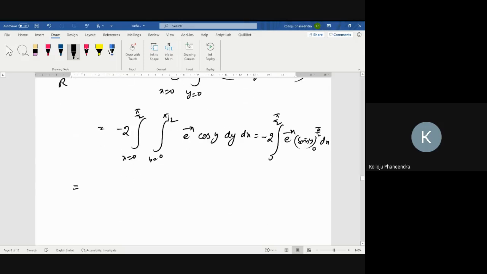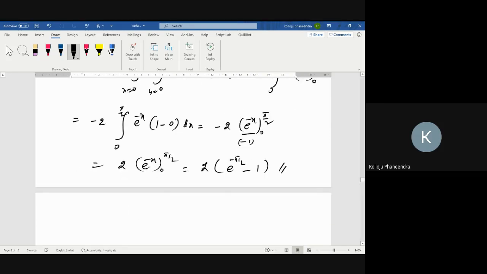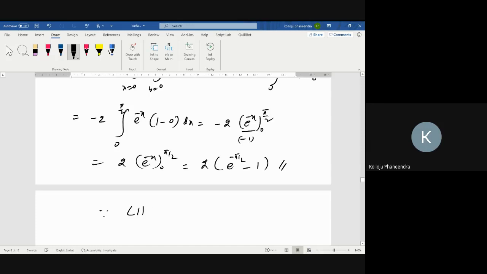Thus it is equal to negative 2, 0 to pi by 2, e to the power of minus x, 1 minus 0 dx. So minus 2 e power minus x by negative 1, 0 to pi by 2, right? That is 2 into e power minus x between 0 to pi by 2. So 2 into e power minus pi by 2 minus 1. This is the RHS value. Since LHS equals RHS, Green's theorem is verified.